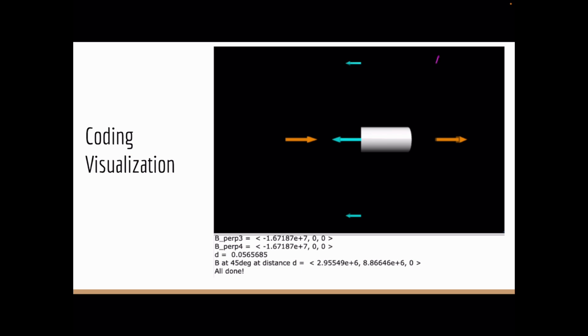This image shows my visualization of the magnetic field. Orange arrows represent field lines along the axis, the cyan arrows show the perpendicular fields, and the magenta represents a field at 45 degrees. This helps me understand how the field behaves in 3D space. The value computed by my code was in the same range as my experimental value, showing that my model matched the physics result fairly well.